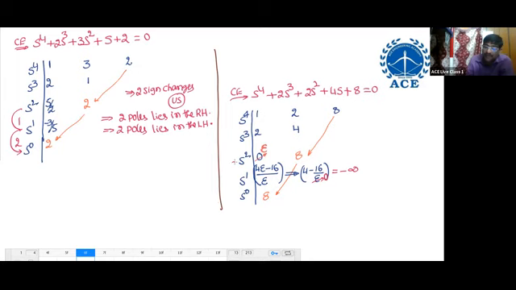That means one sign change from positive to negative, and another sign change from negative to positive. So two sign changes. The system is unstable. Two poles are on the right and two poles are on the left. That's all. Like this, we have to get the answer.